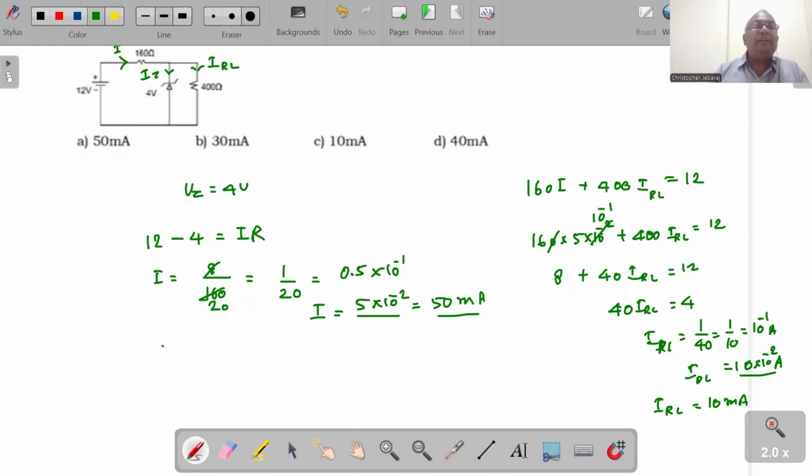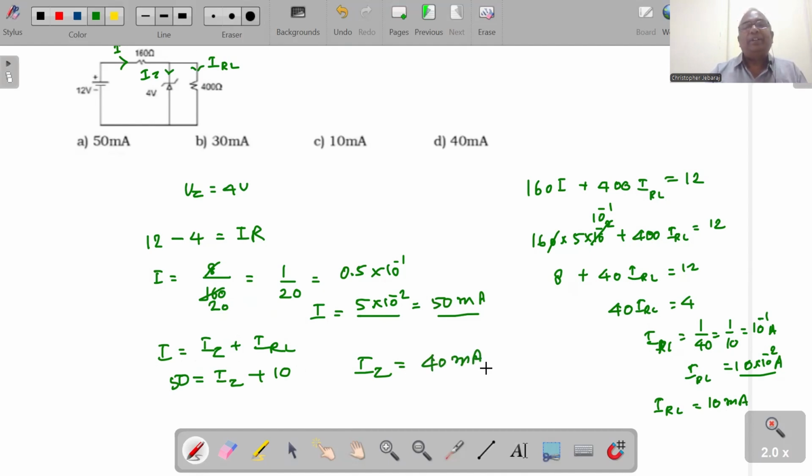Look at this equation: I will be equal to the current through the Zener plus the current through the load resistance. We know the total current is 50 milliampere. We need the current through the Zener. This current is 10 milliampere. Current through the Zener is 50 minus 10, 40 milliampere is the answer. This is the current that passed through the Zener. So the answer is 40 milliampere.